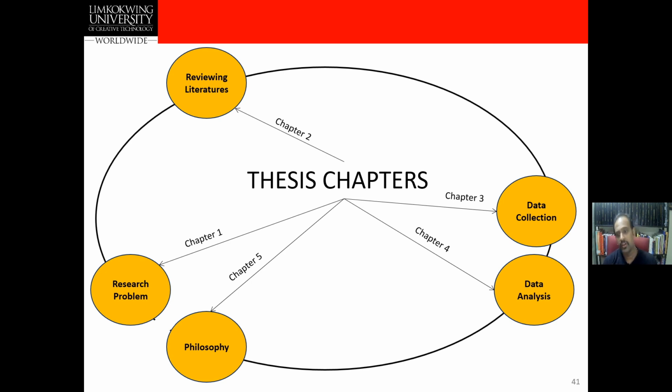That's literature review. Then finally we have chapter 3, data collection. We will explain about the research paradigm, and then we are going to say what sort of sampling technique we are going to use, and then what our real methodology is, all in data collection. That is in chapter 3.